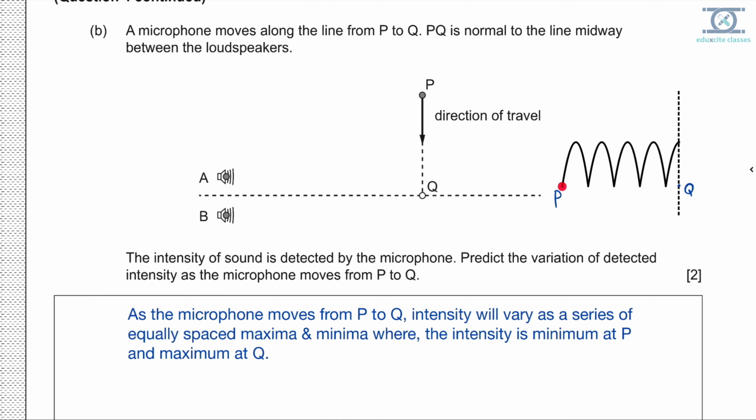So at P it is minimum, so it will go maximum, then again minimum, maximum, minimum, maximum, minimum, maximum, minimum and maximum. So it will be 4.5 because the path difference was initially 4.5. So you can see equally spaced maxima and minima, where the intensity is minimum at P and maximum at Q. When it reaches Q, the intensity will be maximum and at P it will be minimum. So you have to show 1 mark for the series of equally spaced maxima and minima and 1 mark for minimum at P and maximum at Q. Okay.